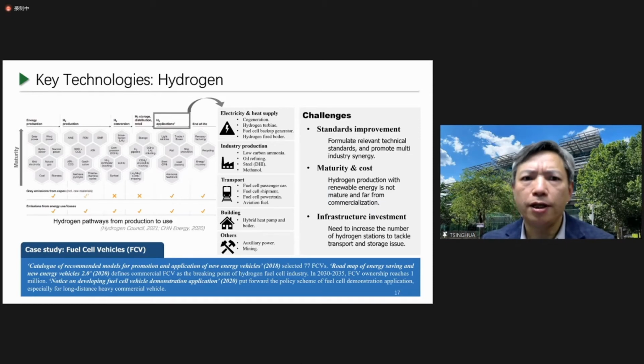Then where will be the yield of the hydrogen? Hydrogen consists of a broad and long industrial chain, including energy production, hydrogen production, conversion, transport, storage, and retail, application, and end of life. This chart above in the left side shows techniques in different stages and emissions conditions.